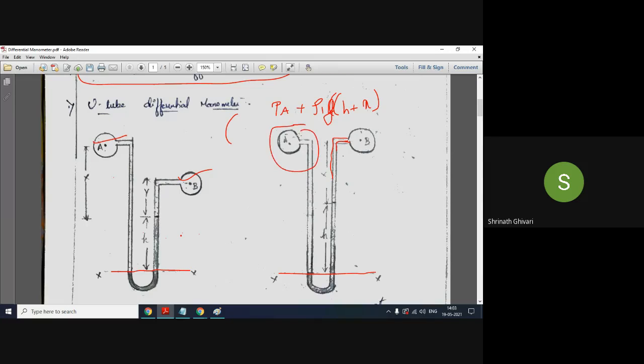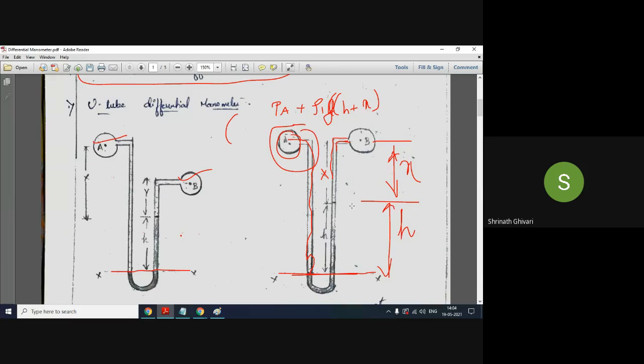Till this point there is the liquid, and after this point there will be mercury rise. This is the datum line. So pressure at A plus, as it is having the same liquid, rho 1 g (h plus x). The distance from this line to this line is x, and from here to the level of mercury is h. So PA plus rho 1 g (h plus x).